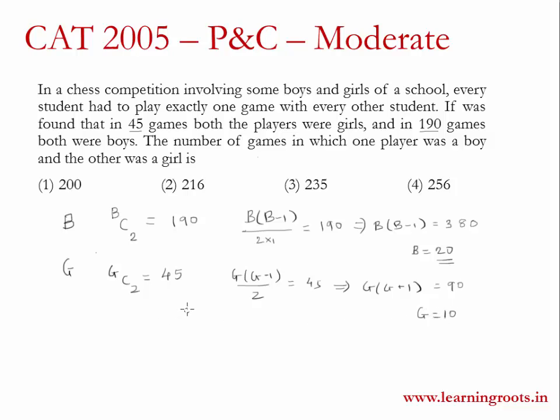And now the task is extremely simple. So you just need to figure out the number of games in which one player is a boy and one player is a girl. So one boy can be selected in BC1 ways, one girl can be selected in GC1 ways, which is nothing but 20C1 into 10C1, which is equal to 200. So 200 will be your answer.